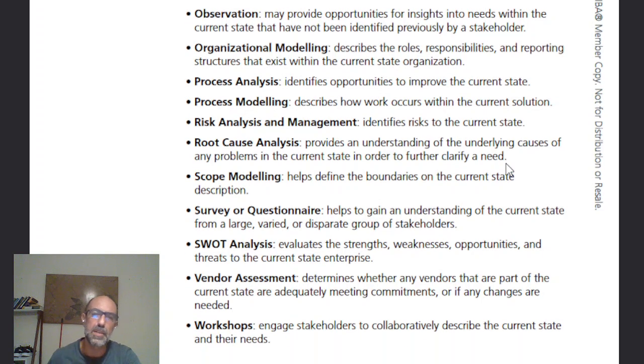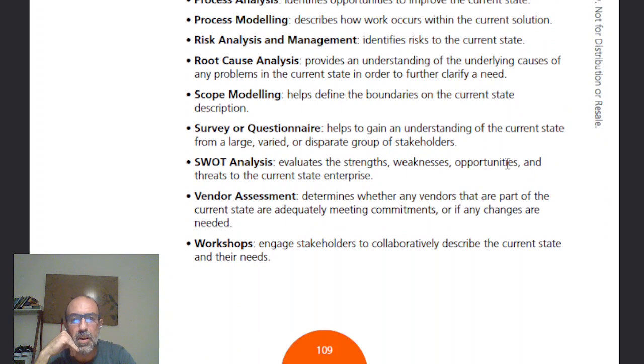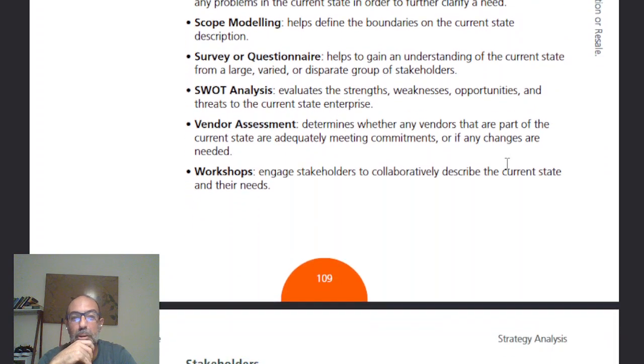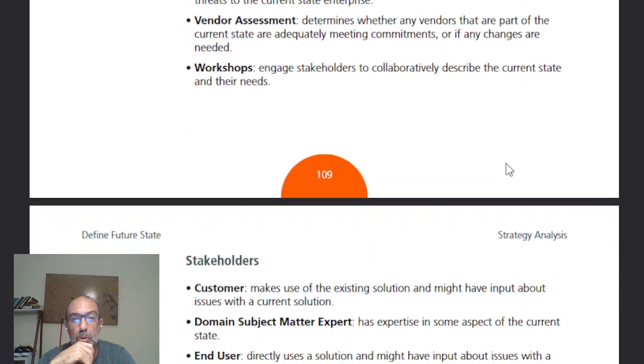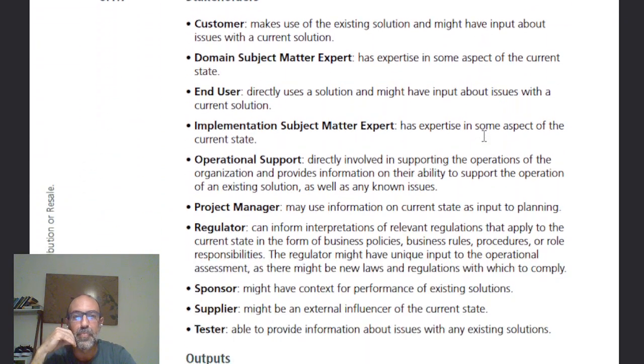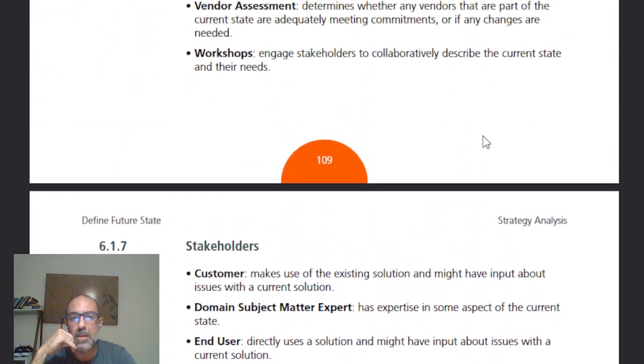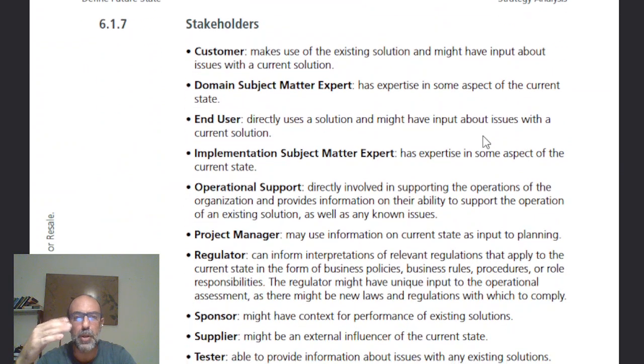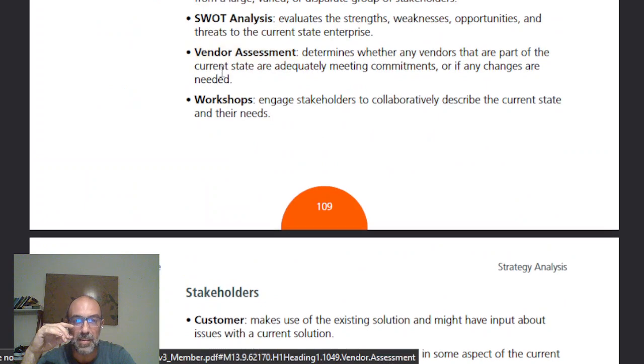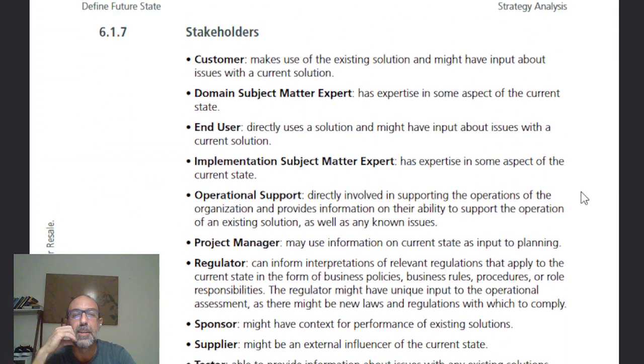Organizational modeling, process analysis, process modeling, risk analysis and management, root cause analysis, scope modeling, survey or questionnaire, SWOT analysis, vendor assessment, workshop. Vendor assessment determines whether any vendors that are part of the current state are adequately meeting commitments or whether any changes are needed. And the stakeholders, and workshops at the end of the day. All of these we're familiar with and are the ones we're going to be interacting with. Like I said, we're going to explore these in more detail in chapter 10.